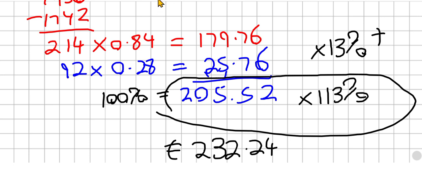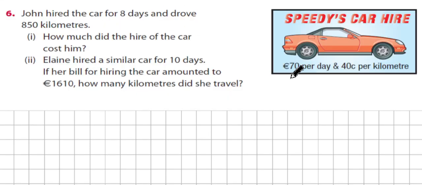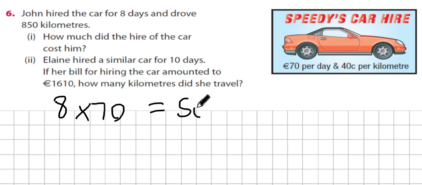All good? Would you all agree 8 days? So what do we do? 8 by is 560. Do it like this when in the test. Don't put it all in one line because you can show the examiner that you're getting each part individually correct, okay? How many kilometers did we do?